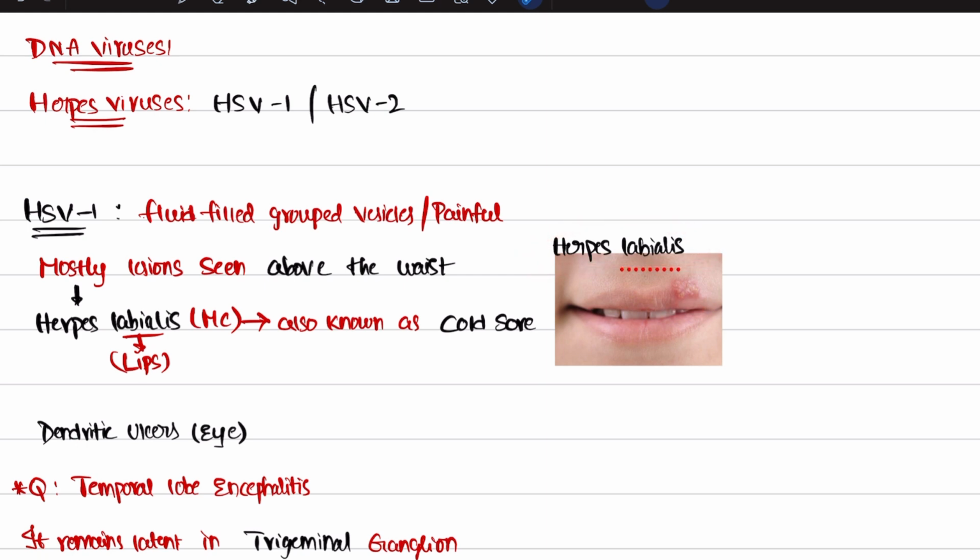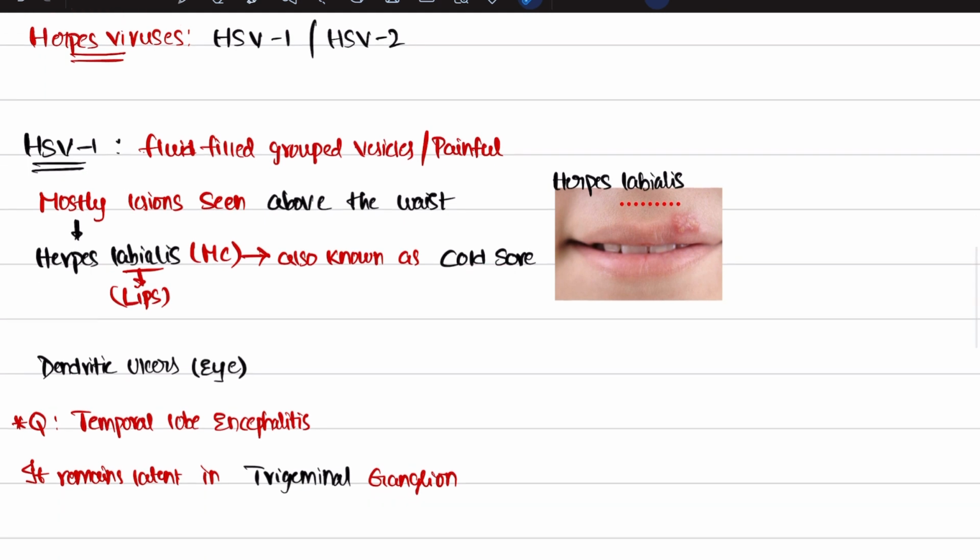Labialis means lips, okay. This is also called cold sore, and it can also cause dendritic ulcers at the eye region, and it is going to cause temporal lobe encephalitis. This is an important point. Try to remember this. And it remains latent. After you treat the infection as well, it is going to remain latent in the trigeminal ganglion. In future, you can expect the HSV type 1 ulcers as well. Okay. So, this is all about HSV type 1.